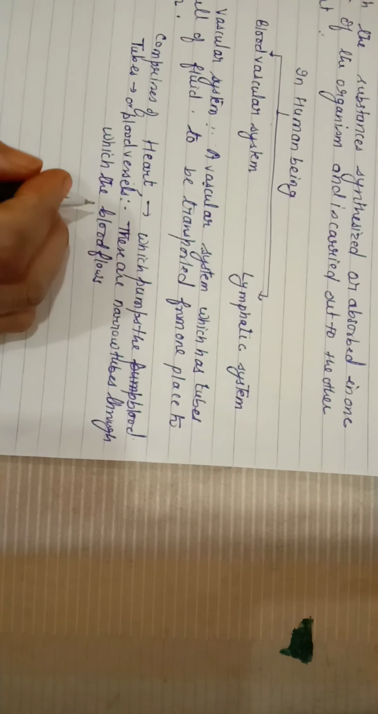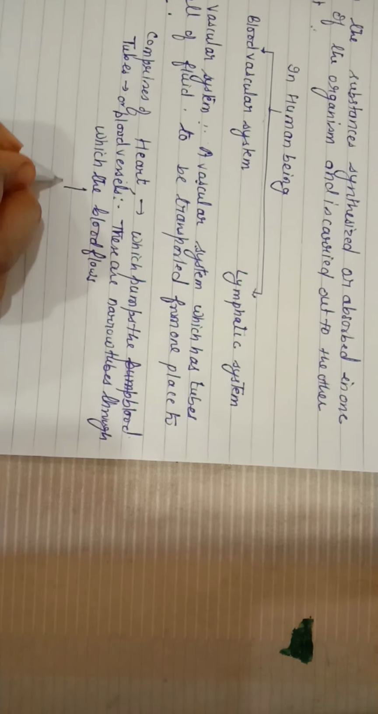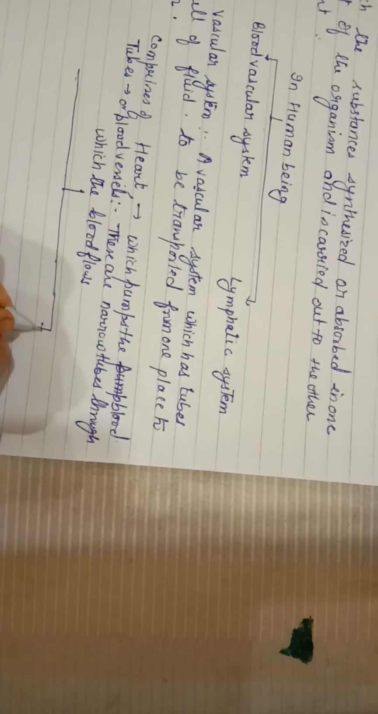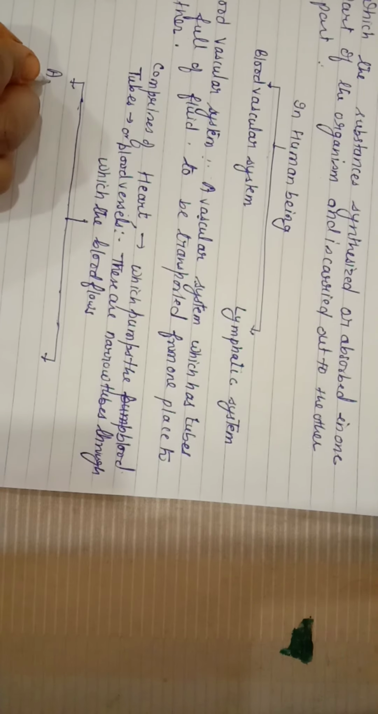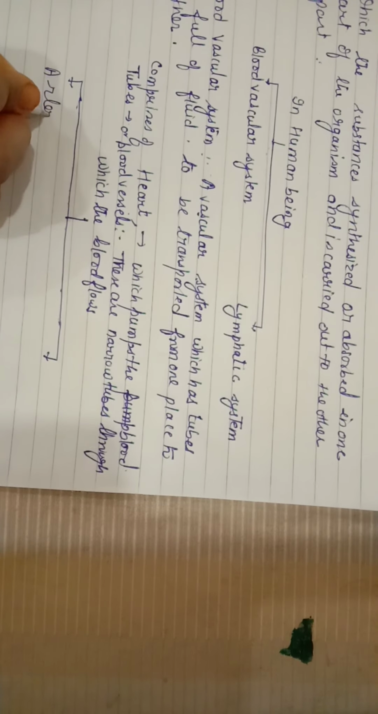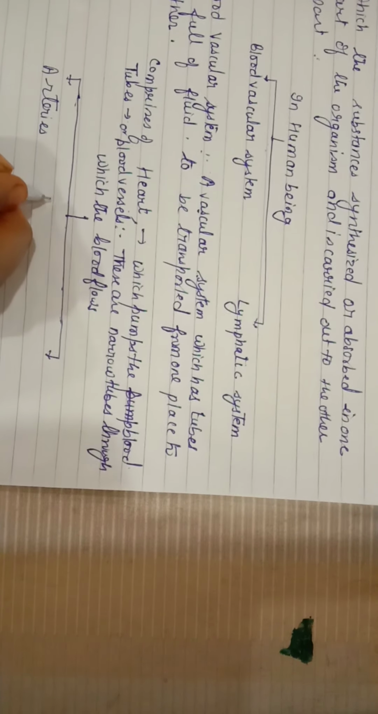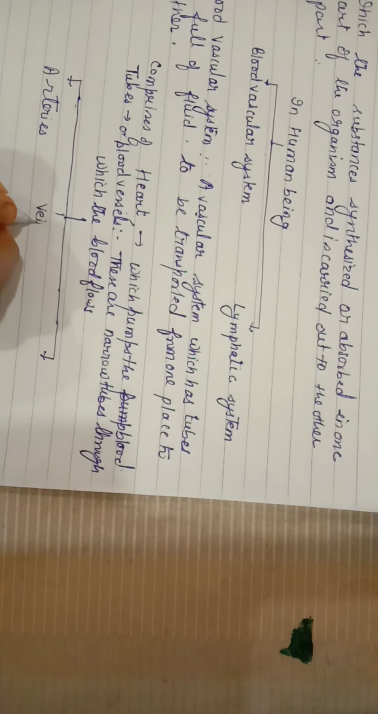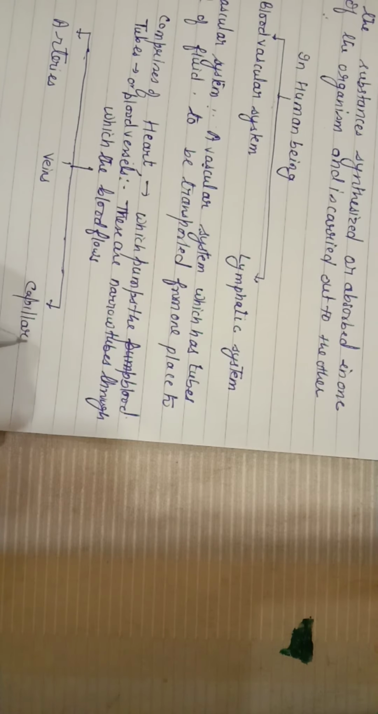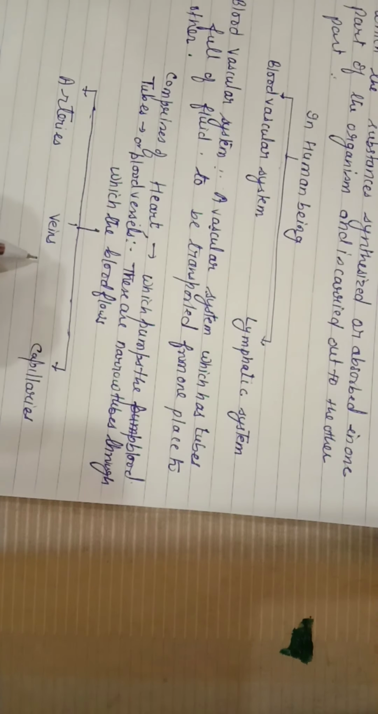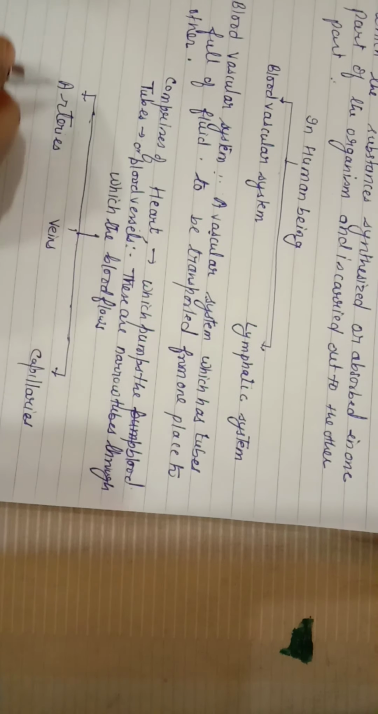Now there are three types of blood vessels. These are arteries, the second one are veins, and the third one is known as capillaries. So these are the three types of tubes present in the human body for the transportation of blood. Now we shall know about the arteries.